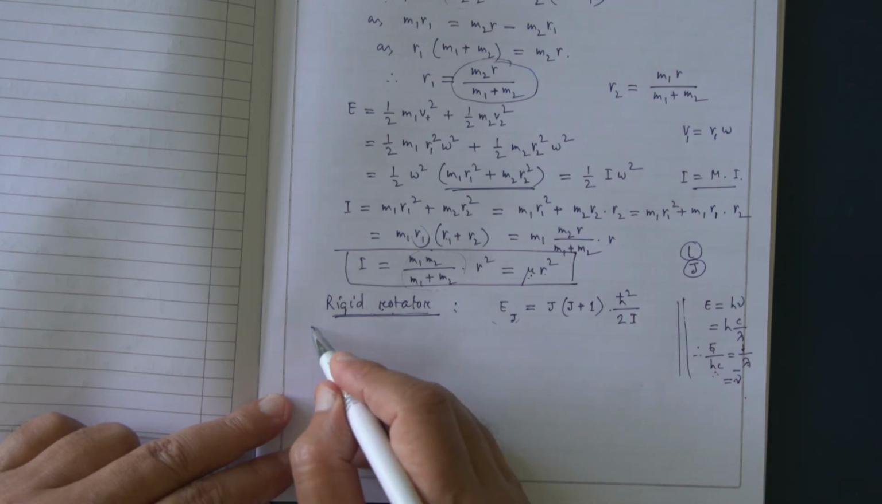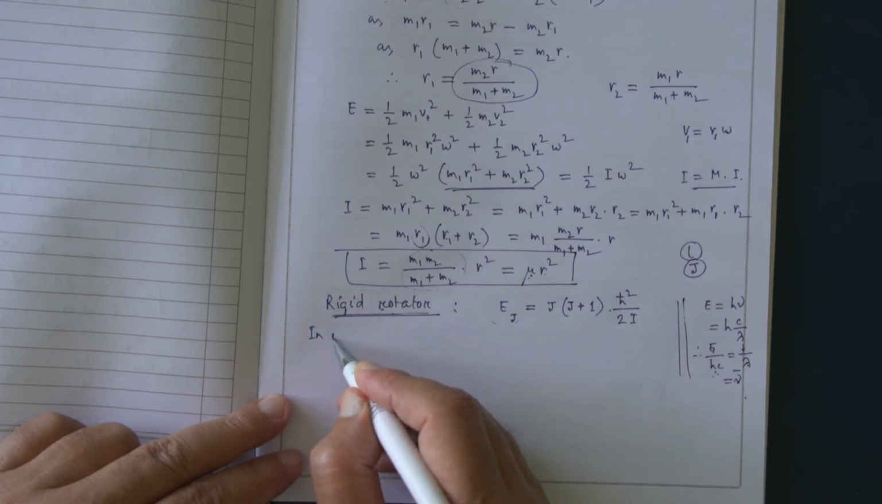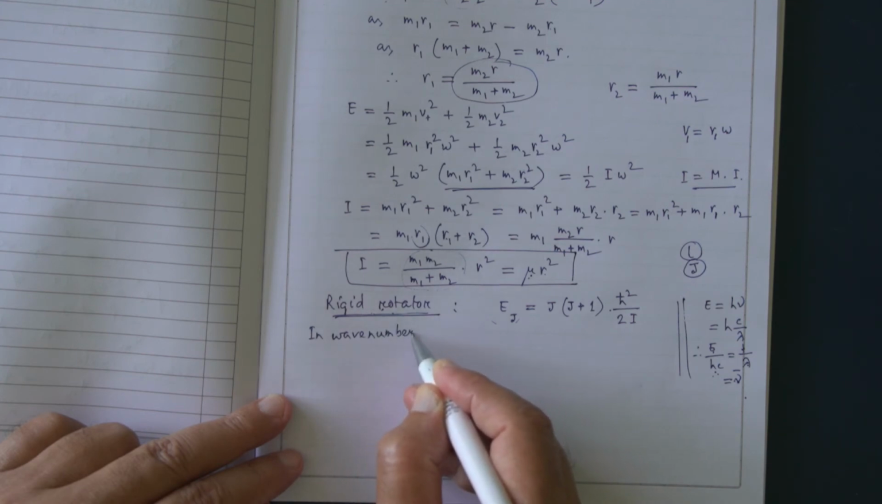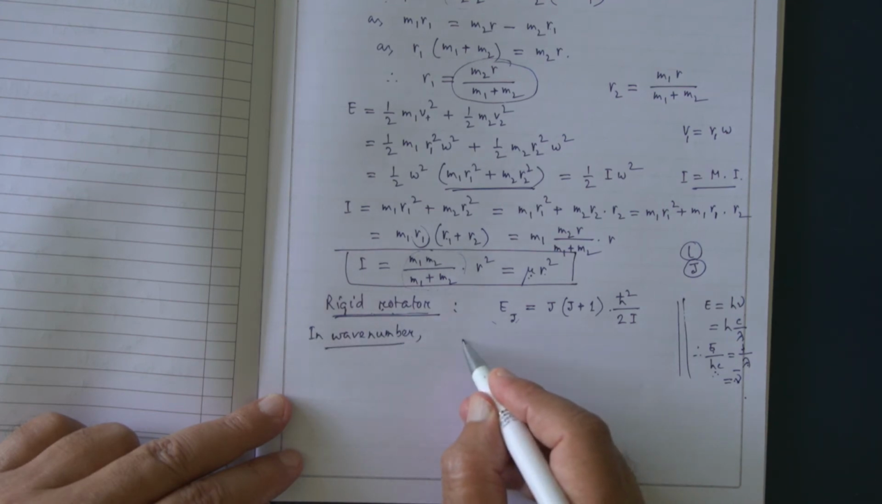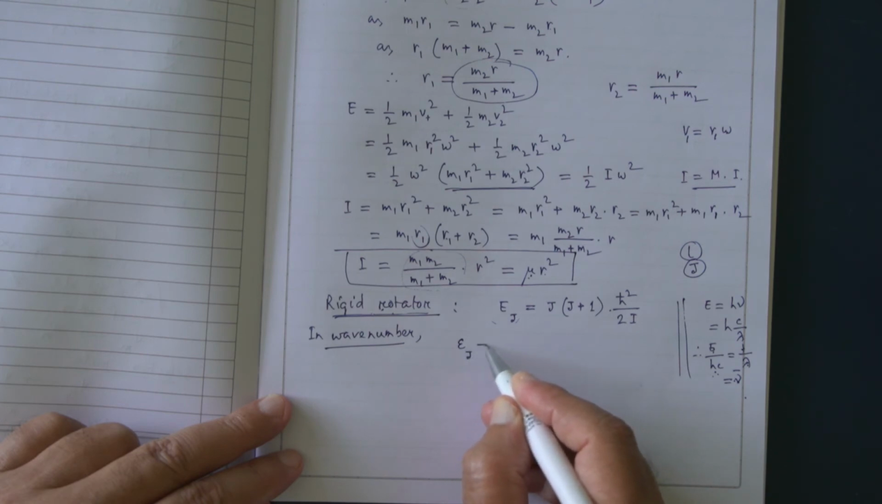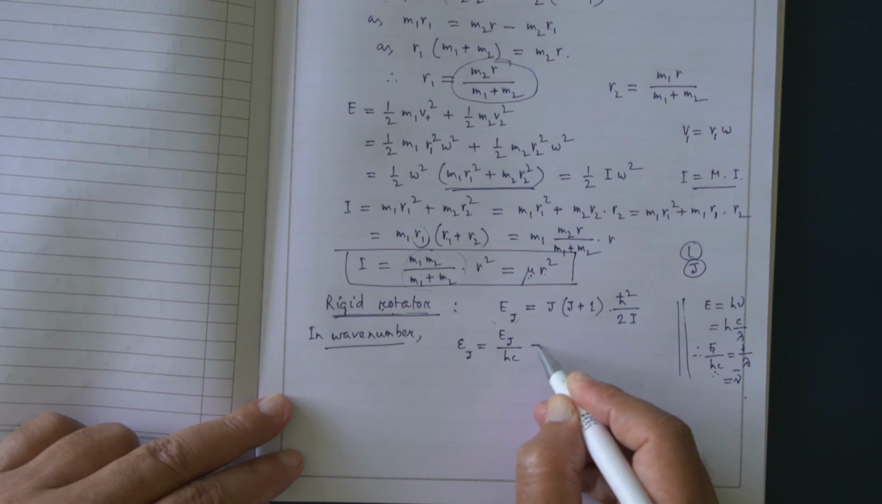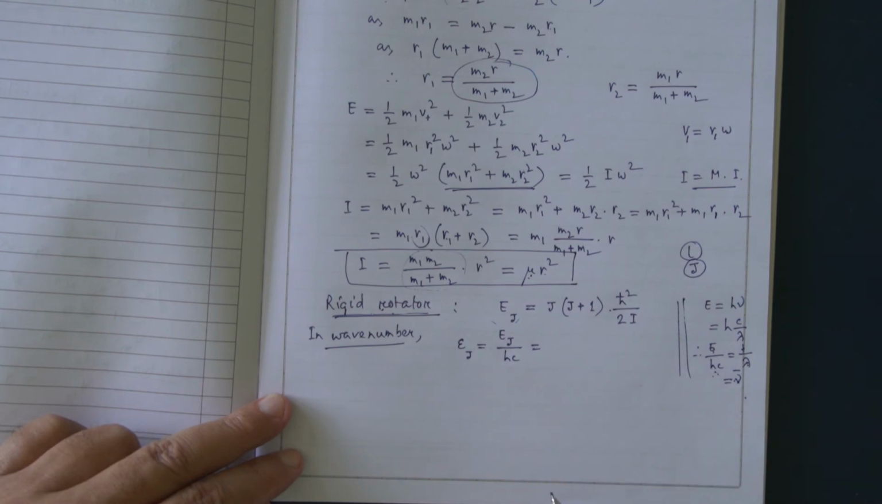So in wave number unit, what do we get? Let me write the symbol, wave number. So this must be equal to this by hc. Okay, this is the energy in wave number, epsilon J, energy in wave number. So that is equal to this.